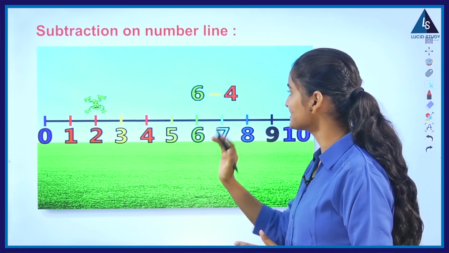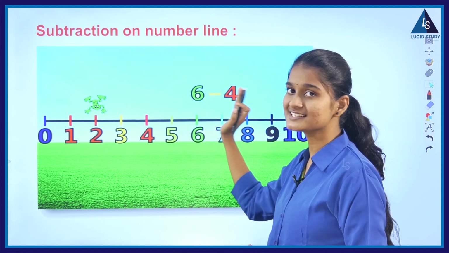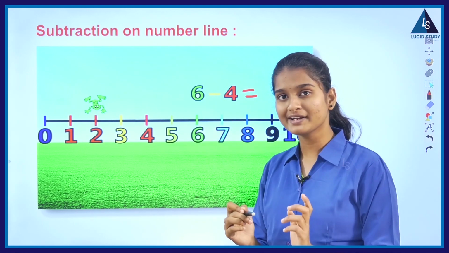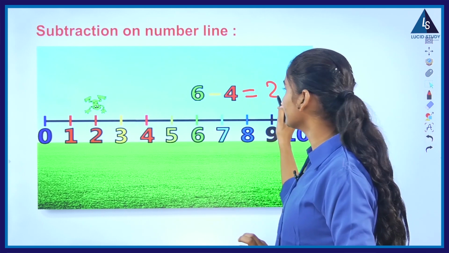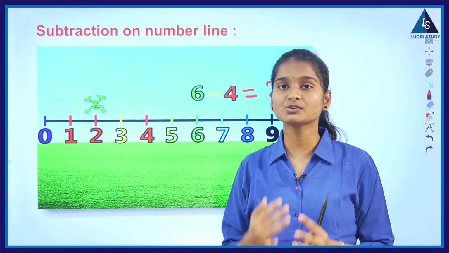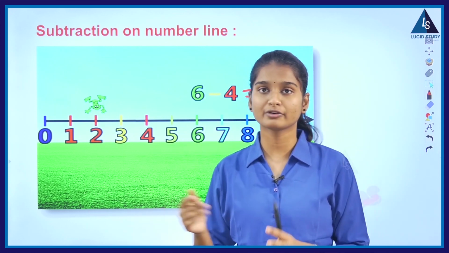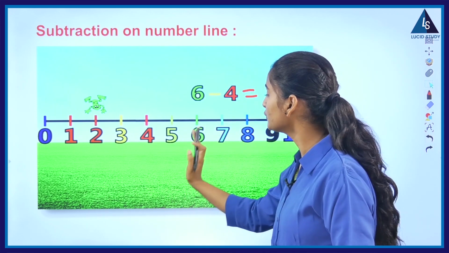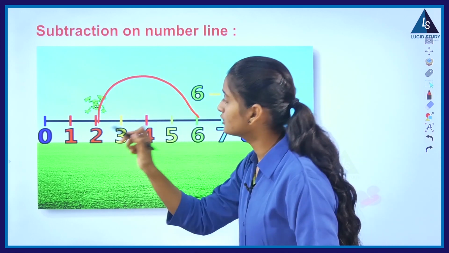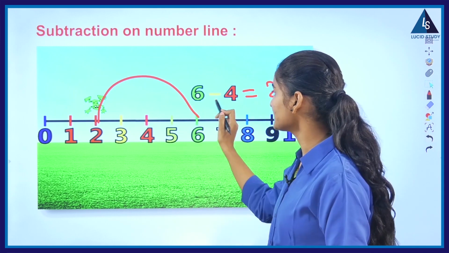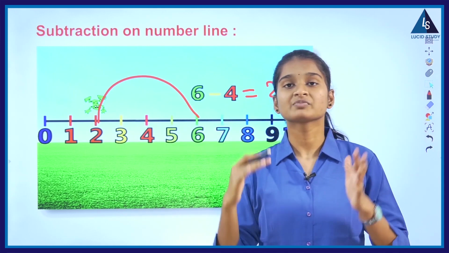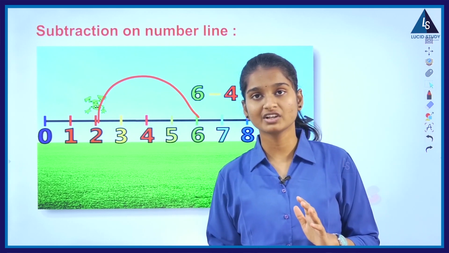So children, as you can see here, here is 6 minus 4. What is 6 minus 4? 6 minus 4 is 2. Now, when you represent subtractions on the number line, you need to move to the left side of the number line. So from 6 move 4: 1, 2, 3, 4. So what is the answer? 2. So 6 minus 4 is equal to 2. As we are subtracting, we are moving to the left side of the number line.